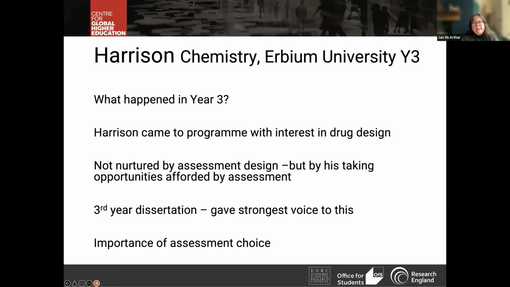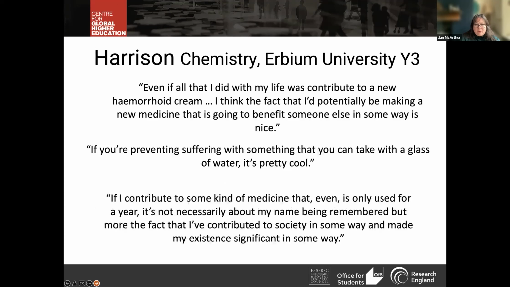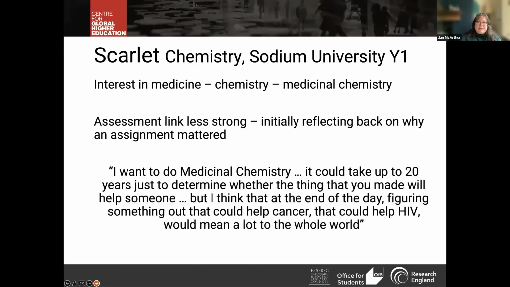And I think that's a really powerful lesson for those of us who design assessments. Workload of markers is important, of course, but we can't be using that as a way of stopping our students flourishing. And if you think back to those fabulous quotes, if Harrison hadn't got by accident into the drug design dissertation, we might never have had these quotes to inspire us. So that's Harrison.